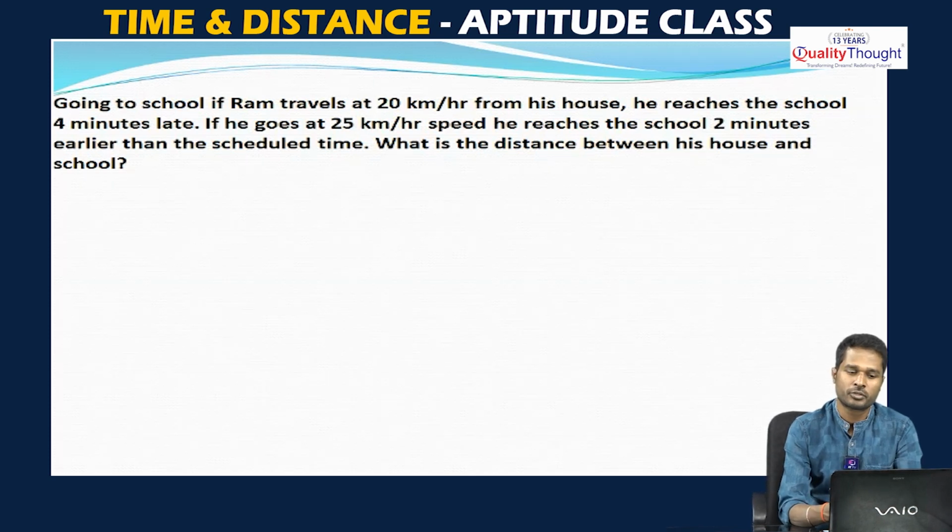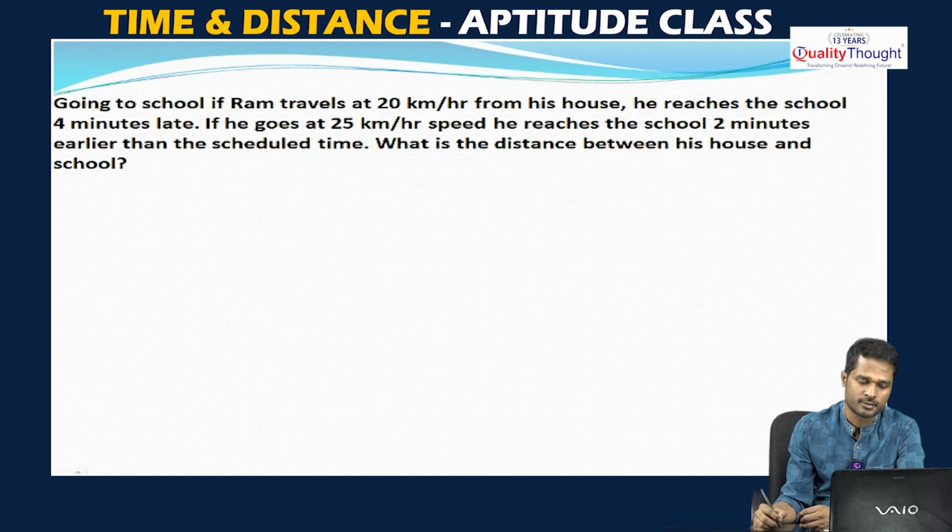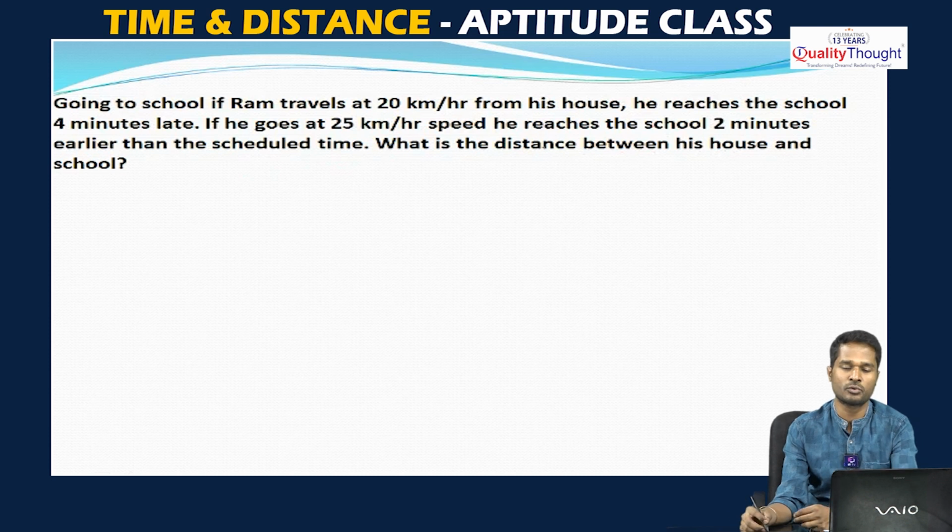As a part of aptitude training, we are going through the concepts of time and distance. Let's see the next question. The question says, going to school, if Ram travels 20 kilometers per hour from his house, he reaches the school 4 minutes late. If he goes at 25 kilometers per hour speed, he reaches the school 2 minutes earlier than the scheduled time. What is the distance between his house and school?